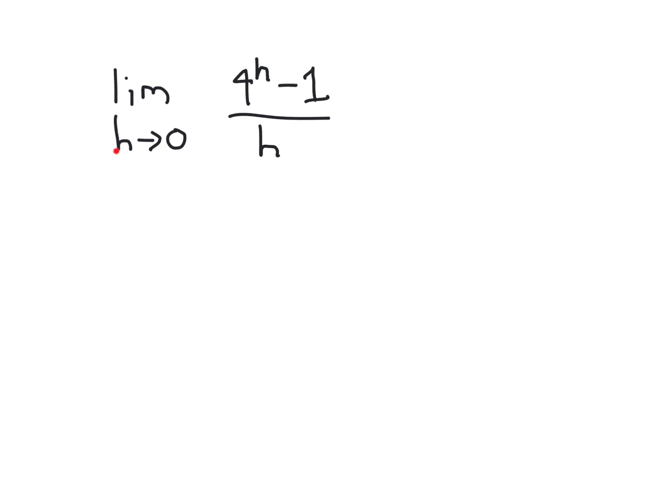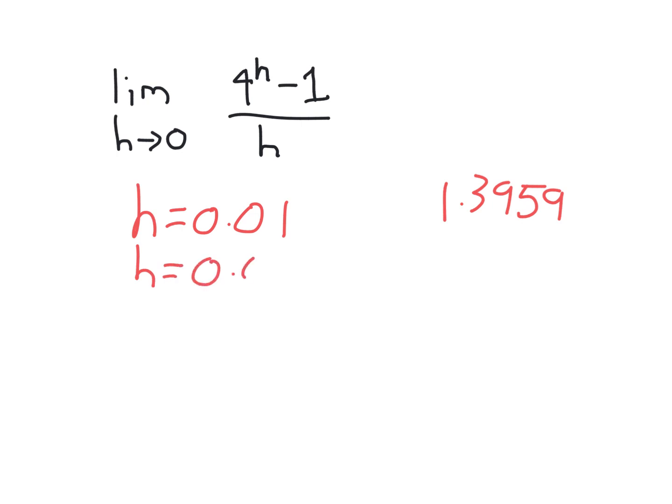See, this is saying what happens as h gets smaller and smaller. So what you can do is try smaller and smaller values for h. So if you substitute h equals 0.01 into this expression, you get 1.3959.